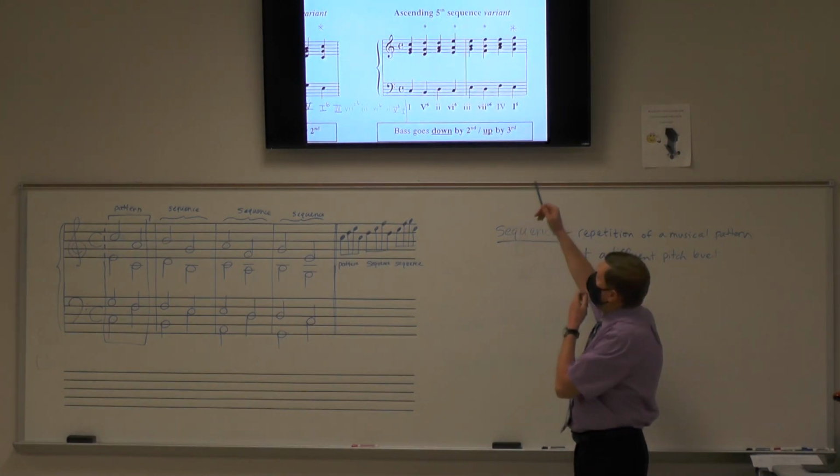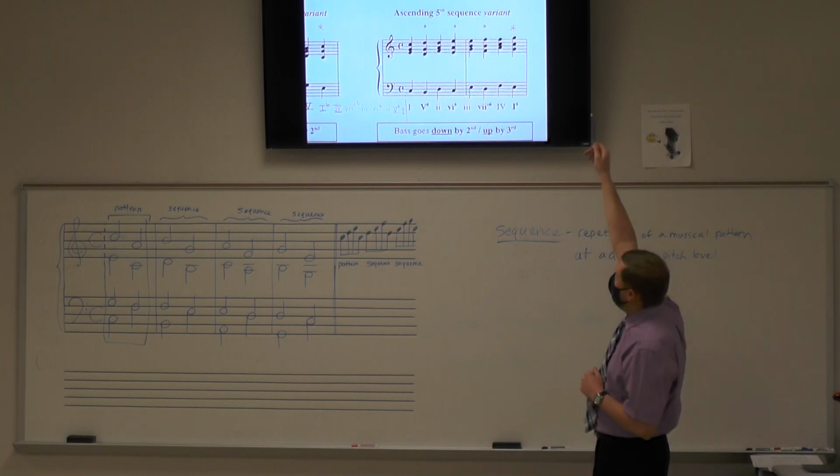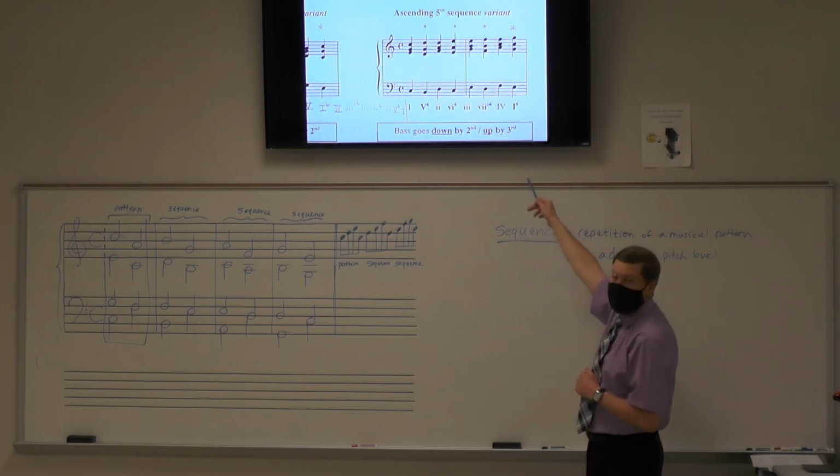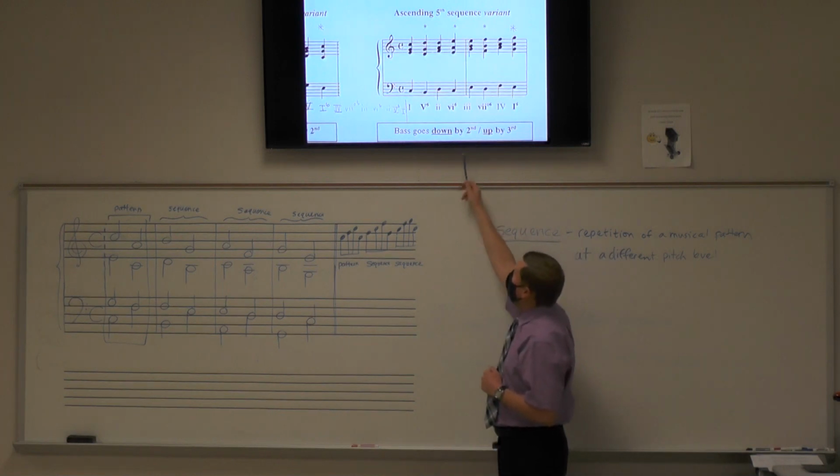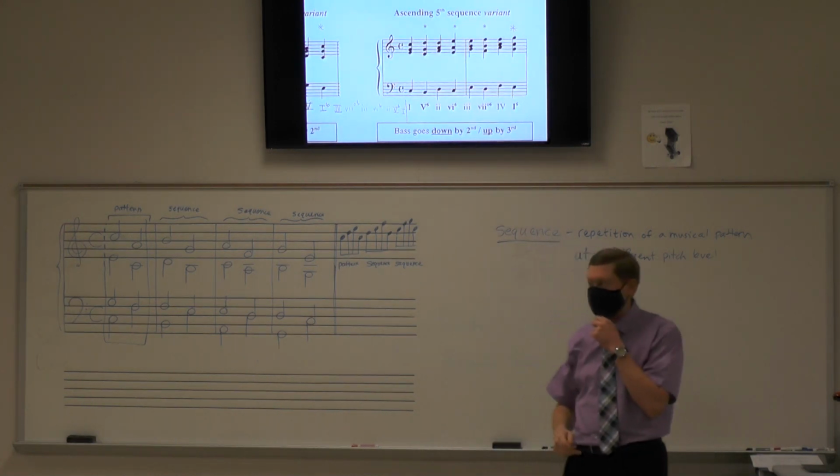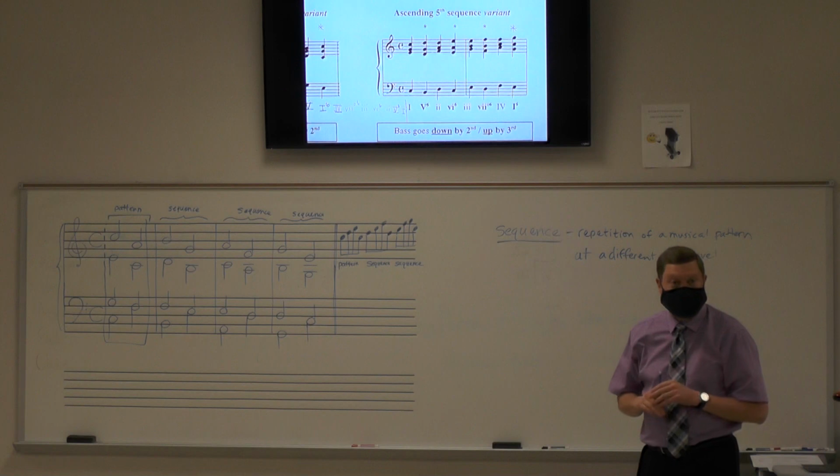So, what happens when we place every other chord from the ascending fifth sequence in first inversion? We get the variant. What is the bass line pattern for the ascending fifth variant? Down by second, up by third.